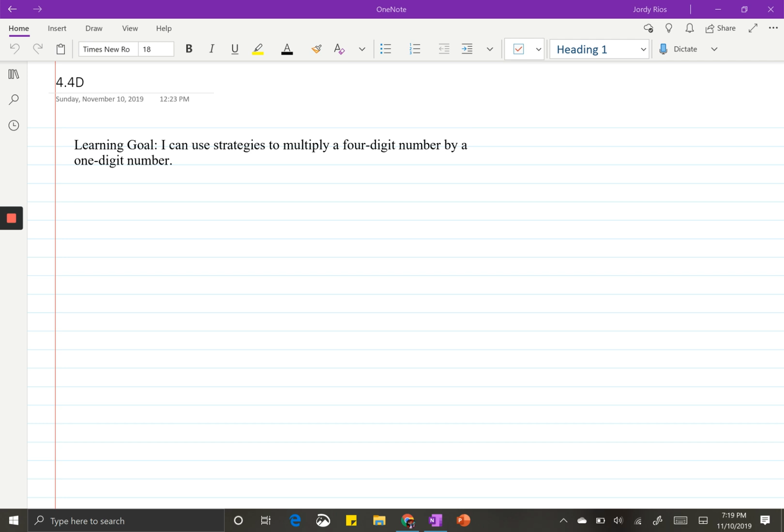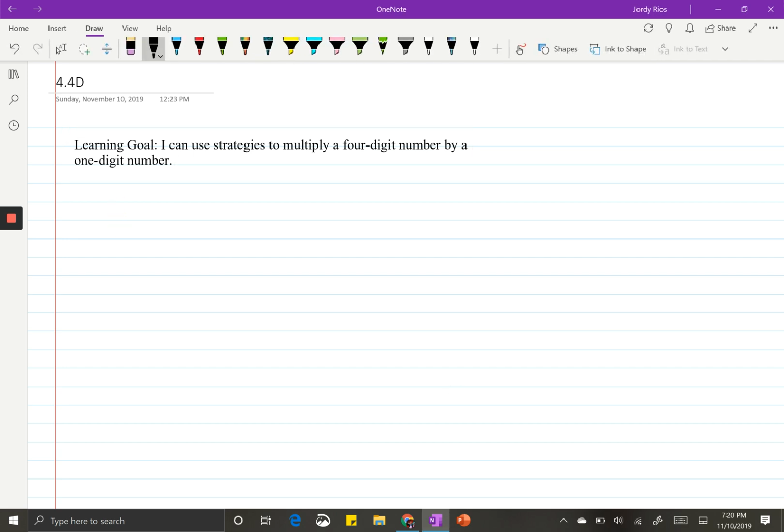So today's TEK is 4.4D, and our learning goal is I can use strategies to multiply a 4-digit number by a 1-digit number, okay? So we're going to be multiplying large numbers today. The three strategies I'm going to teach you today are standard equation, area model, and partial product.